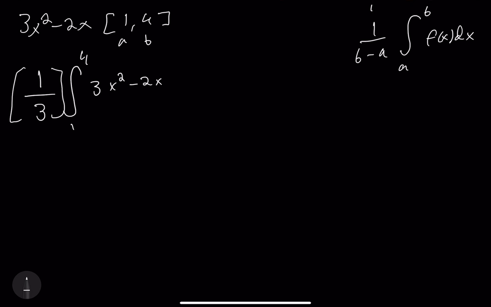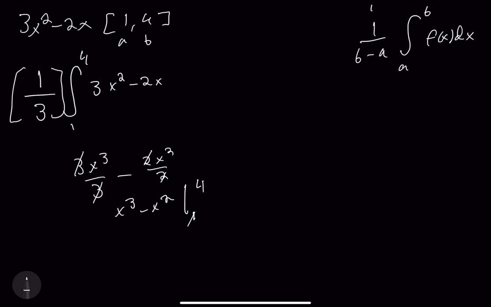So the integral of this is going to be x cubed over 3 minus 2x squared over 2. These work out nicely where they cancel out, so you're left with x cubed minus x squared evaluated from 1 to 4. Okay, now you plug this in. 1 is just going to end up being 1, 1, 1. So 1 minus 1 is 0. So that will be nothing.